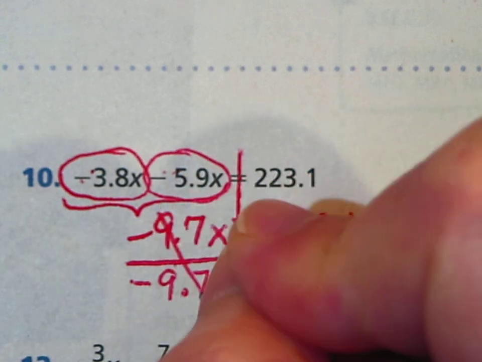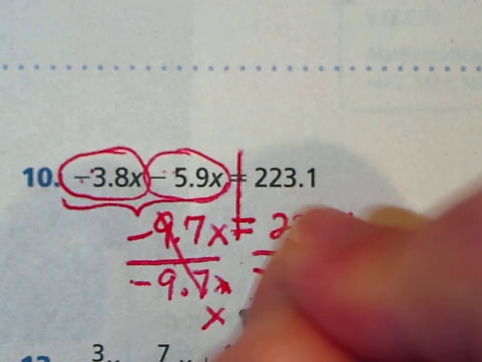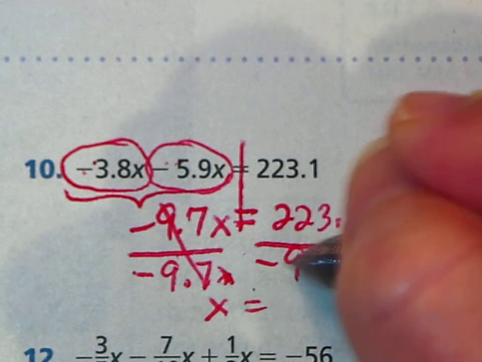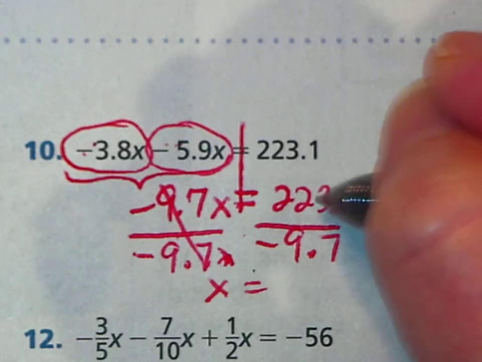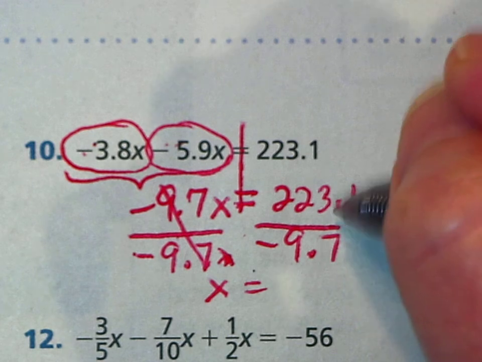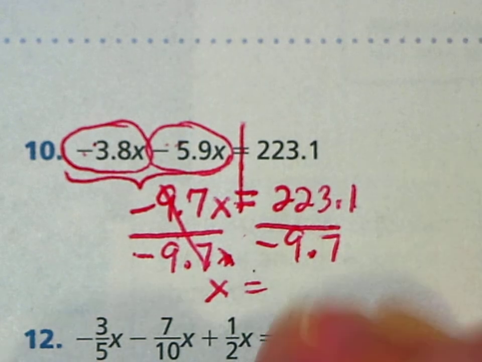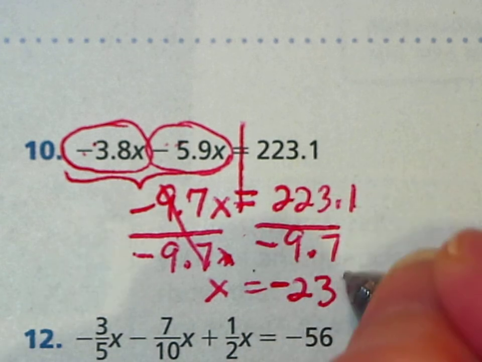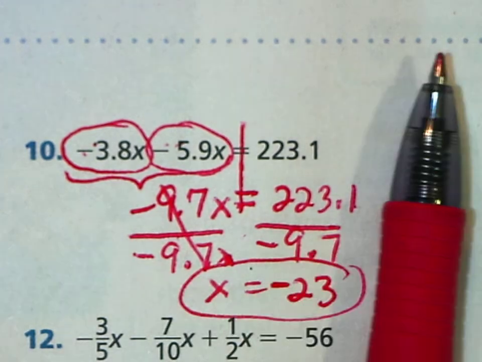So a number divided by itself is 1. So I have 1x left. And then 223.1 divided by 9.7. I'll count the negatives in a minute. But if we just do the division, we get 23. And now it's going to be a negative 23 because when you're dividing, one negative equals a negative. Okay, I hope that helps.